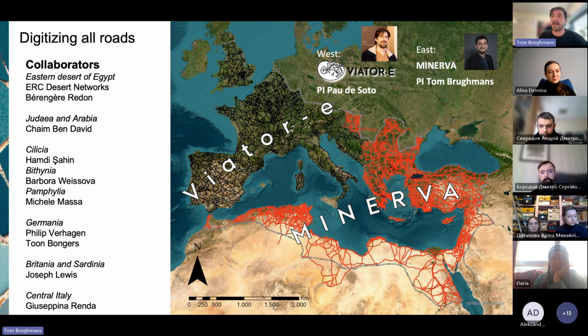What I've invested the last 4 years of my life in is understanding terrestrial mobility as a relational phenomenon in the Roman Empire. How were landlocked places in the Roman Empire connected to each other via road infrastructure? How did people move from one Roman town to another Roman town?